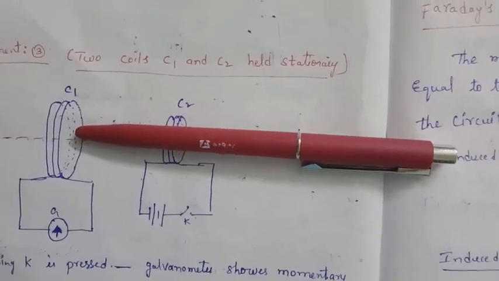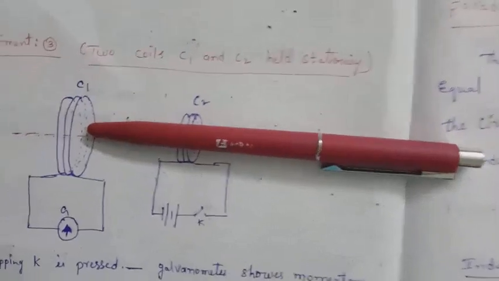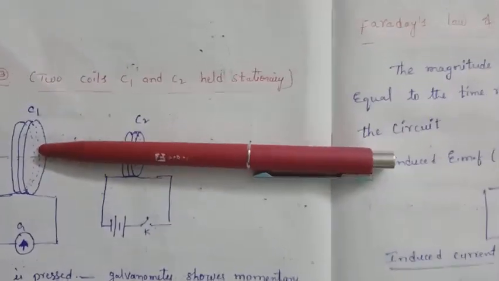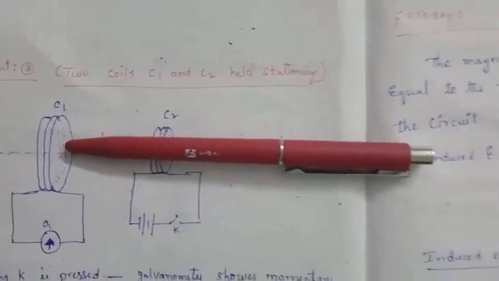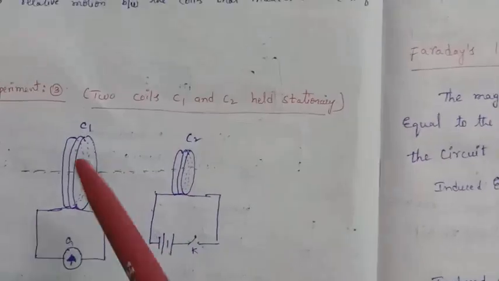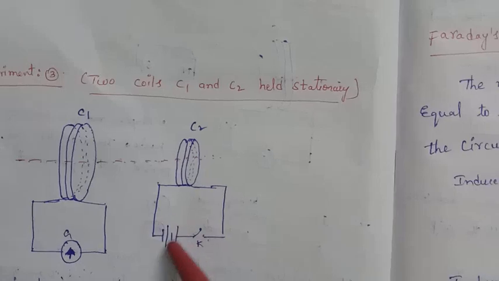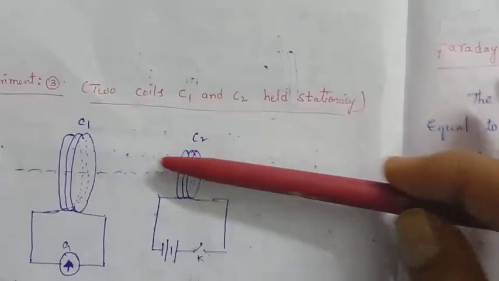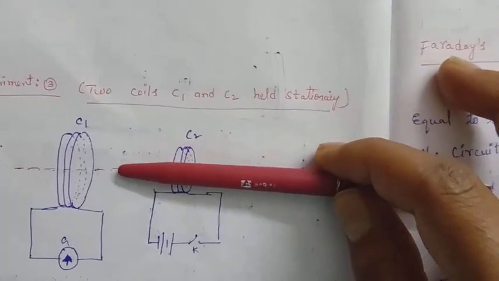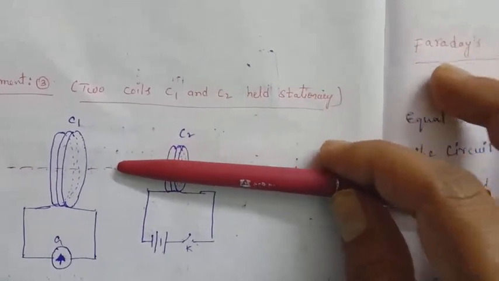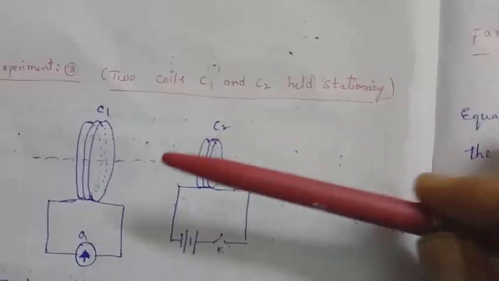All of you look at the first example problem. To get more deflection in the galvanometer in coil C2, first of all we have to increase the power, or otherwise insert a soft iron rod. All of you read the first example problem.